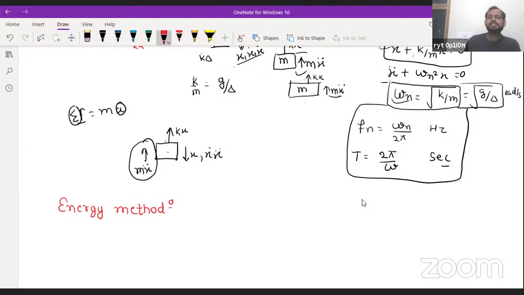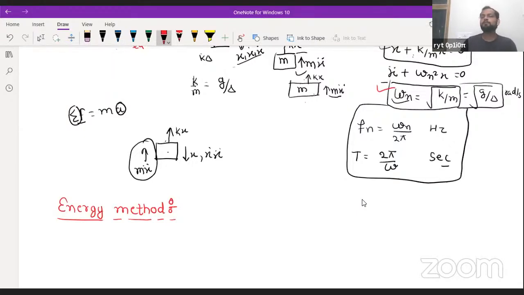Actually, these methods are not important for you, because they will not ask in the civil paper how to calculate the natural frequency for a given physical model, because that is in the syllabus of theory of machines for mechanical engineering, and that is a very deep concept. So they will not ask the natural frequency for a physical model. Simply they will ask the natural frequency for a spring mass system. That I have already told you.